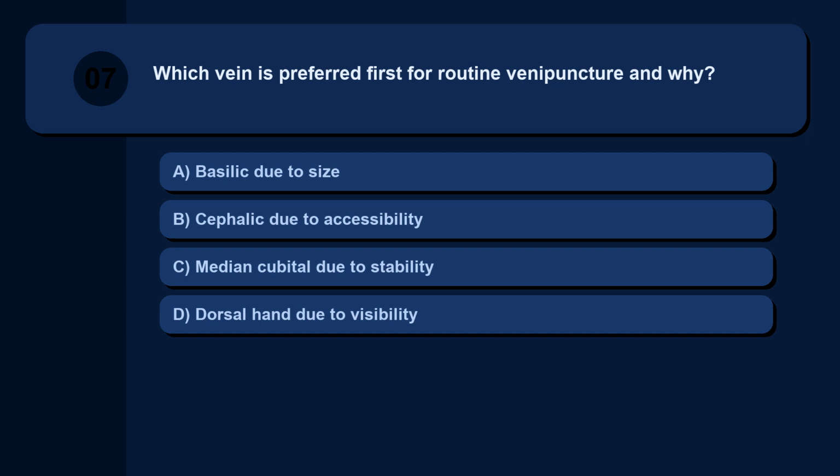The median cubital vein is large, well anchored, and located away from major nerves and arteries. Its stability reduces rolling, pain, and complication risk.